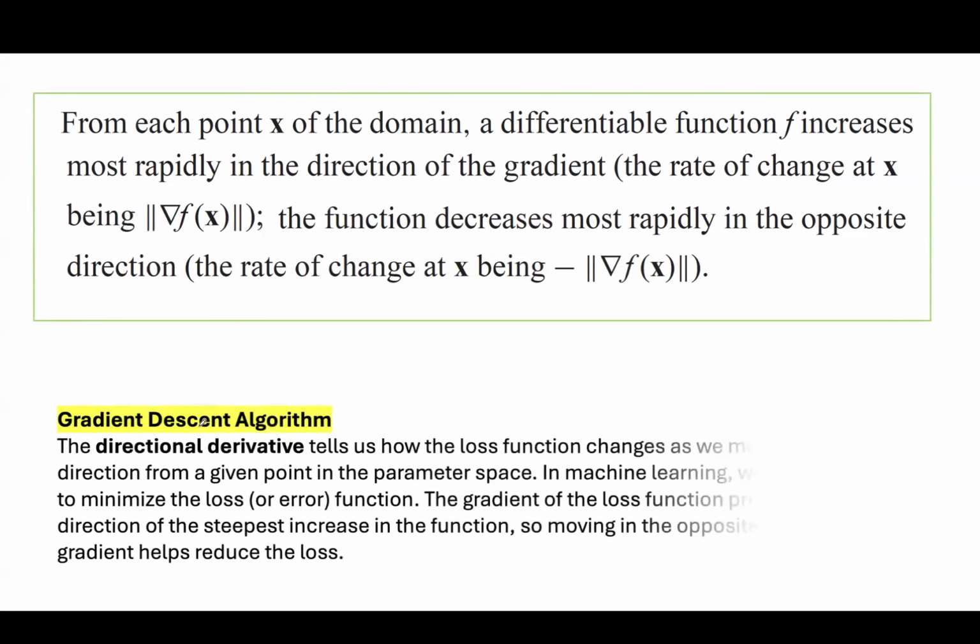We have a lot of applications for gradient and directional derivative. For example, in machine learning and deep learning, the gradient descent algorithm uses the directional derivative that tells us how the loss function changes as we move in a certain direction from a given point in the parameter space. In machine learning, we typically want to minimize the loss or error function. The gradient of the loss function provides the direction of steepest increase, so moving in the opposite direction of the gradient helps to reduce the loss.